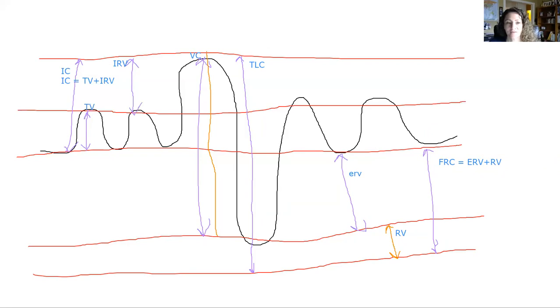Other questions on the lung volumes? And I appreciate that, by the way, if I make a mistake. It doesn't bother me if you point it out. I prefer you point it out because it's going to confuse everybody if we leave it there. So I appreciate that very much.